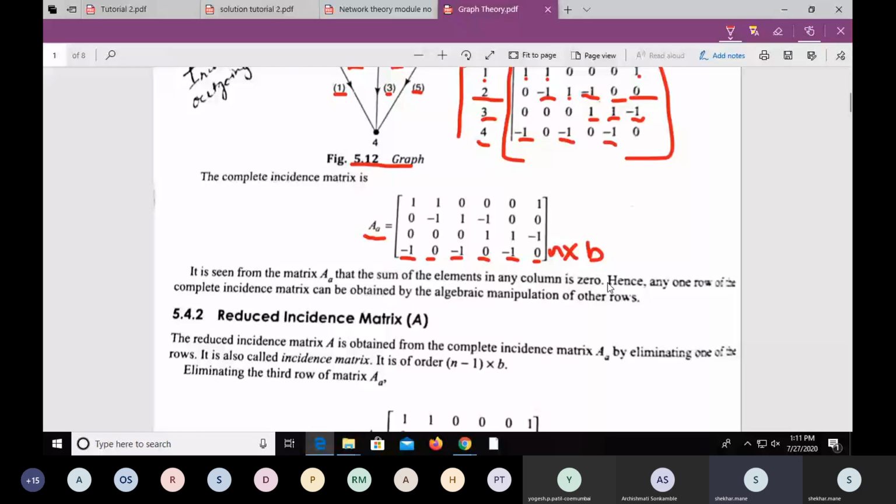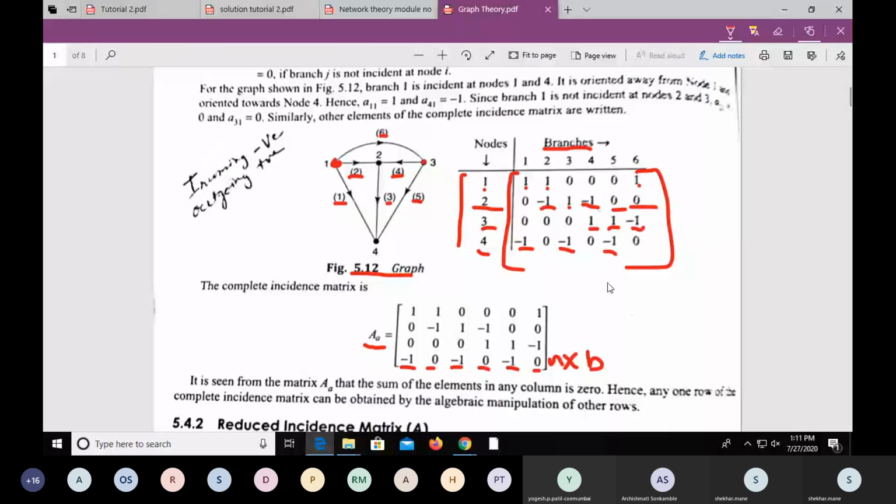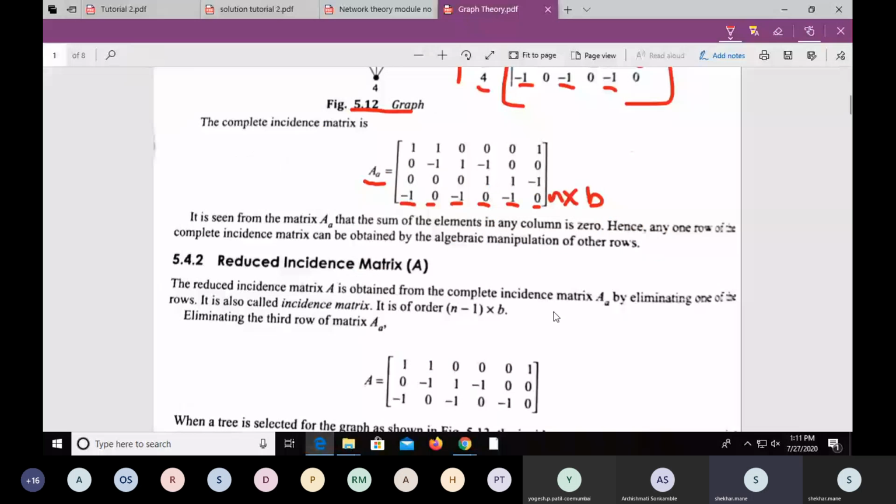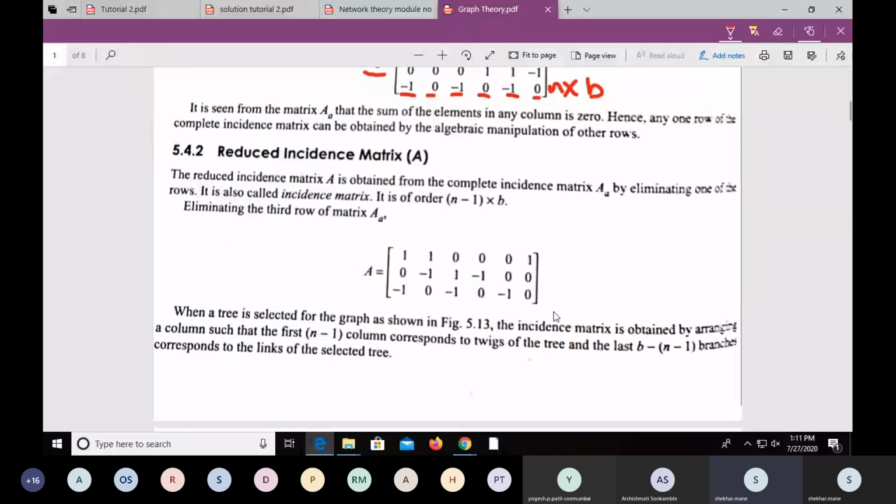Okay. Now in this way you can write an incidence matrix for any given graph depending on the nodes, branches and their directions. Now next we will see the reduced incidence matrix. A reduced incidence matrix is obtained from the complete incidence matrix A by eliminating one of the rows. It is called the incidence matrix. So the incidence matrix is of order n minus 1 into b.